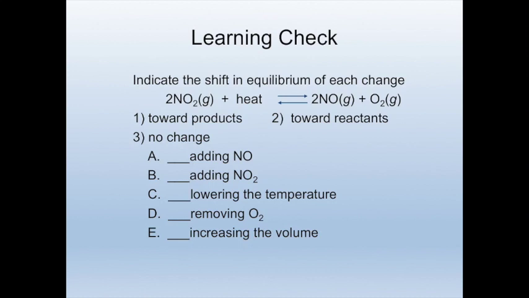If you remove oxygen, that reduces the concentration of products, which causes the rate of the forward reaction to increase. And if you increase the volume, the system will act to maximize the number of moles in the gas phase, so it will shift towards products, where there are 3 moles of gas instead of 2.